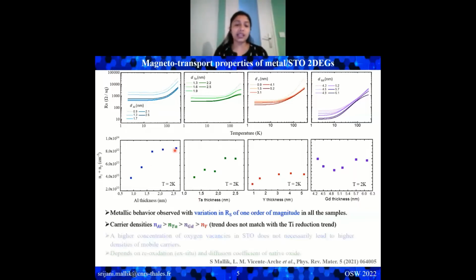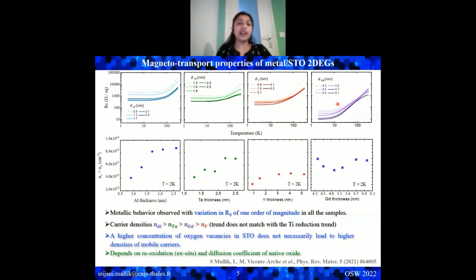So from here, we learned that a higher concentration of oxygen vacancies in STO does not always lead to the highest mobile carriers. This also depends on the reoxidation and the diffusion coefficient of the native oxide. So here, because I already showed you that for gadolinium, things are not really matching with the other 3 materials, we wanted to know more about what happens in this case.